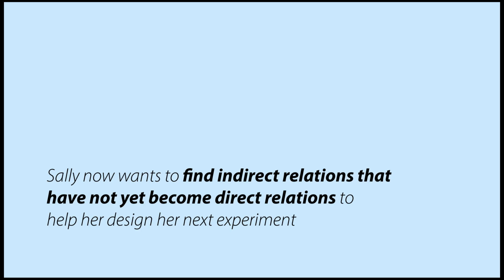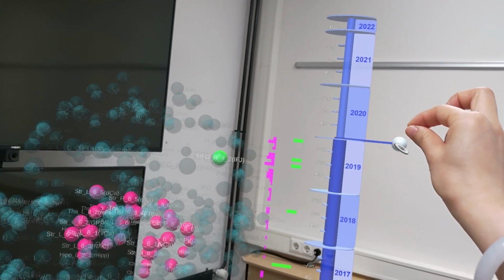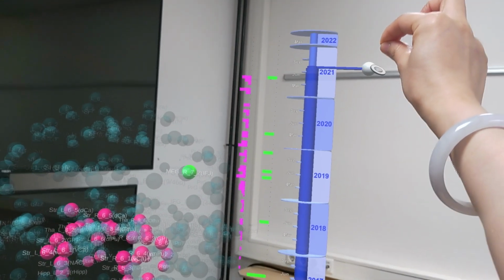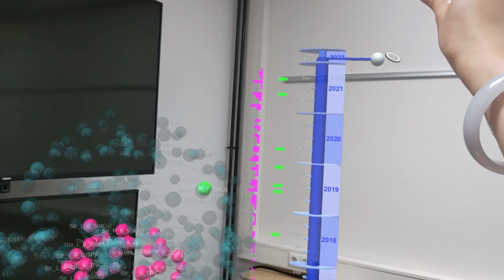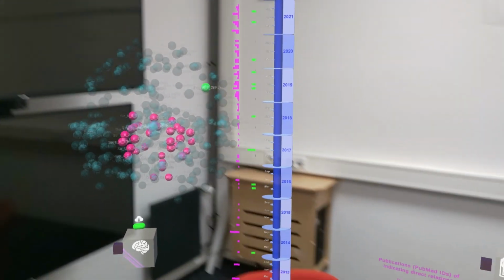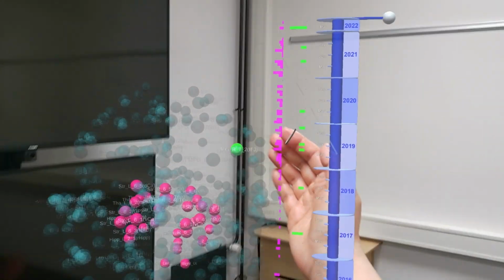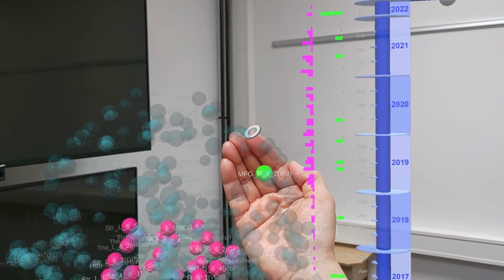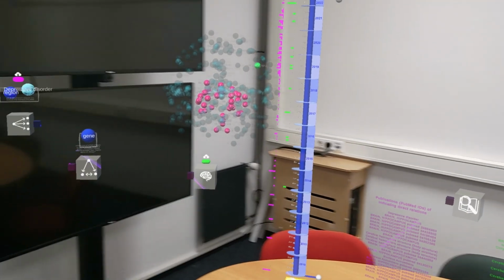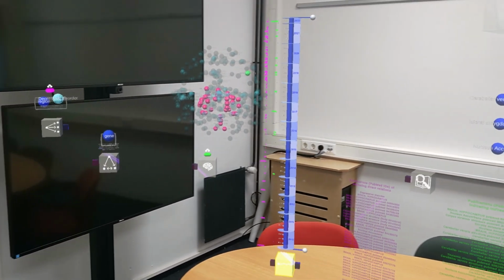next experiment. Sally continues using the upper handle to move the slider up from November 2019 to February 2022 and sees that one sphere remains green. She finds that an indirect relation between depressive disorder and the brain region middle frontal gyrus has not yet become a direct relation. Sally finds this information useful for thinking about the design of her next experiment.